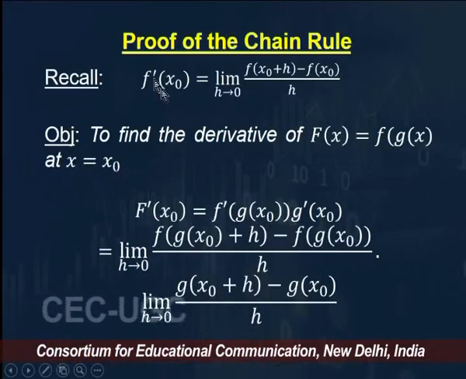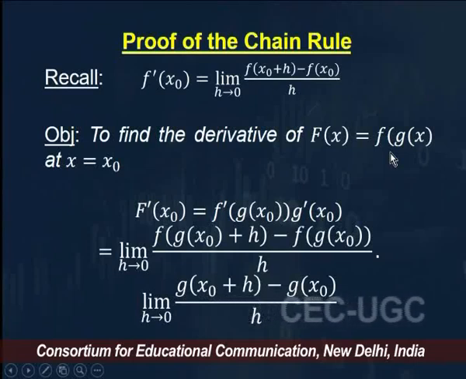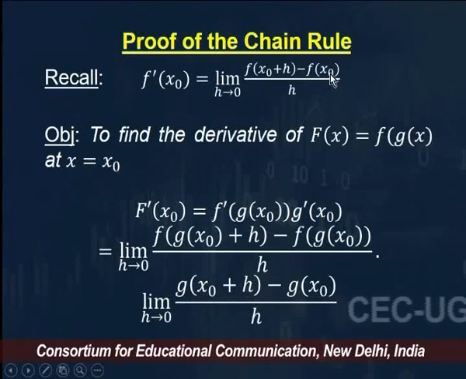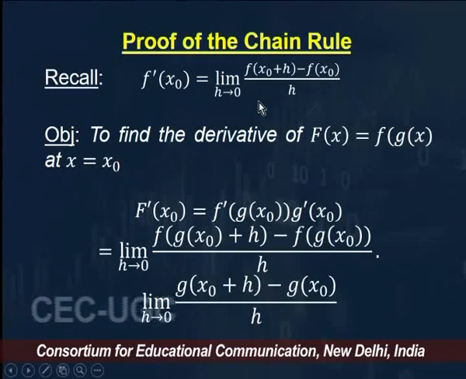Our chain rule works like this. Our capital F of x, the function in question, is f of g of x, and we want to find the derivative of this function at x equal to x naught. We're again going to use the limit definition. Recall from earlier lectures that the derivative of small f at x naught is the limit of f of x naught plus h minus f of x naught, the whole thing divided by h, as h tends to 0.